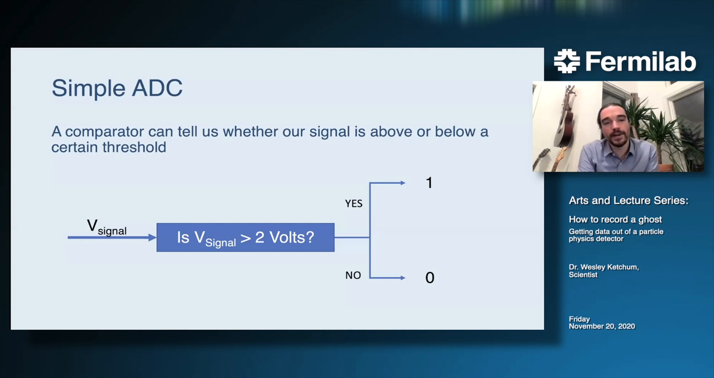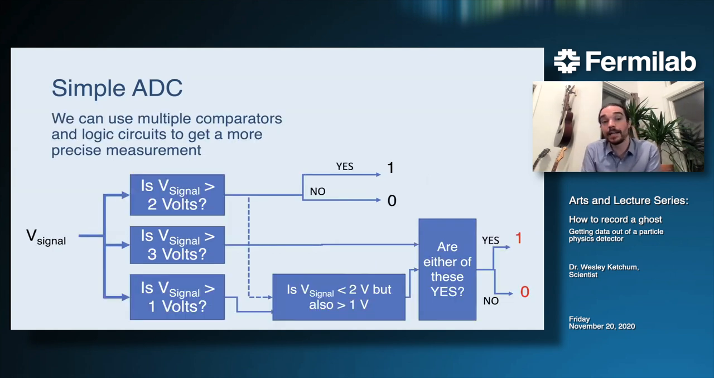Now, that's just using one comparator, based on one threshold. We can build this up by adding multiple comparators and multiple logic circuits to get a more precise measurement. For instance, we could have comparators that ask, is the signal input greater than 2 volts? Is it greater than 3 volts? Is it greater than 1 volt? From all of these, we get little yeses and nos.